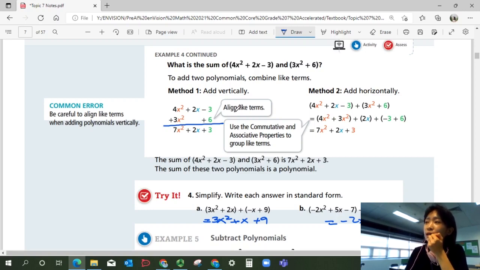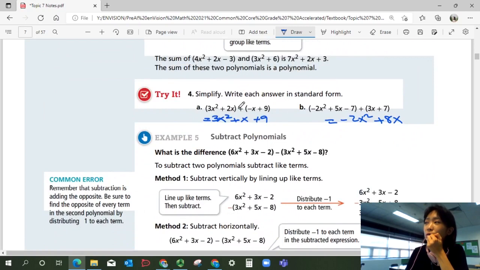All right, now let's look at example 5. Subtract polynomials. How do we subtract them? It's the same. You're going to subtract each term. So make sure you're not just subtracting one term when you're subtracting polynomials. When you're finding the difference between two polynomials, you're subtracting the entire second polynomial, okay?